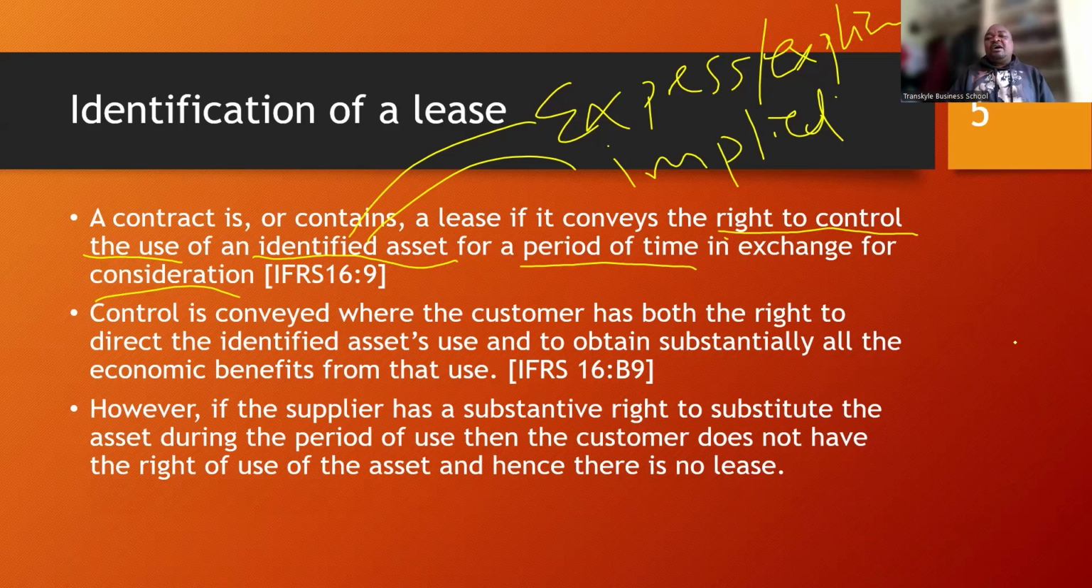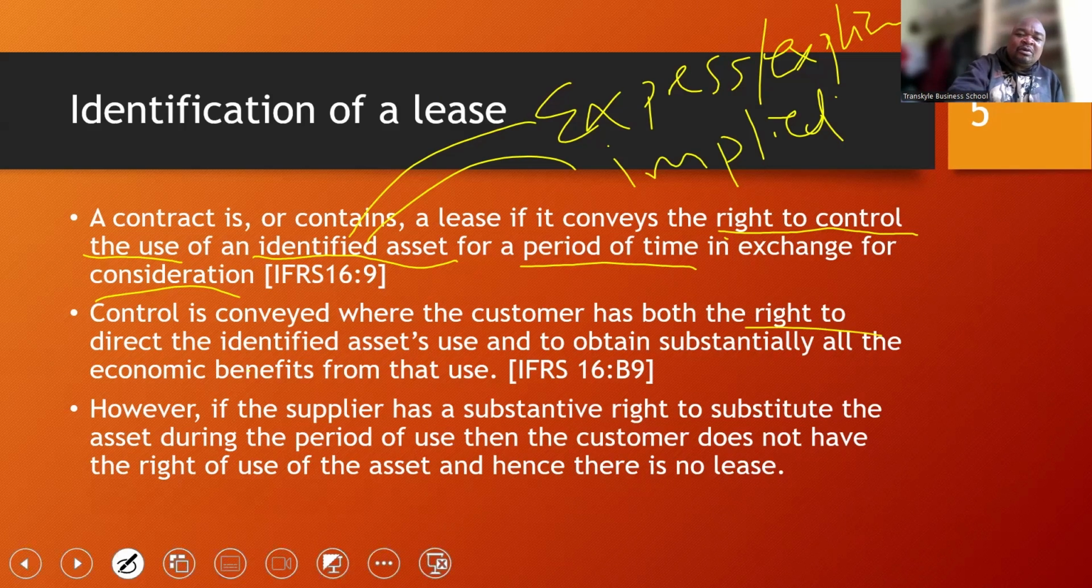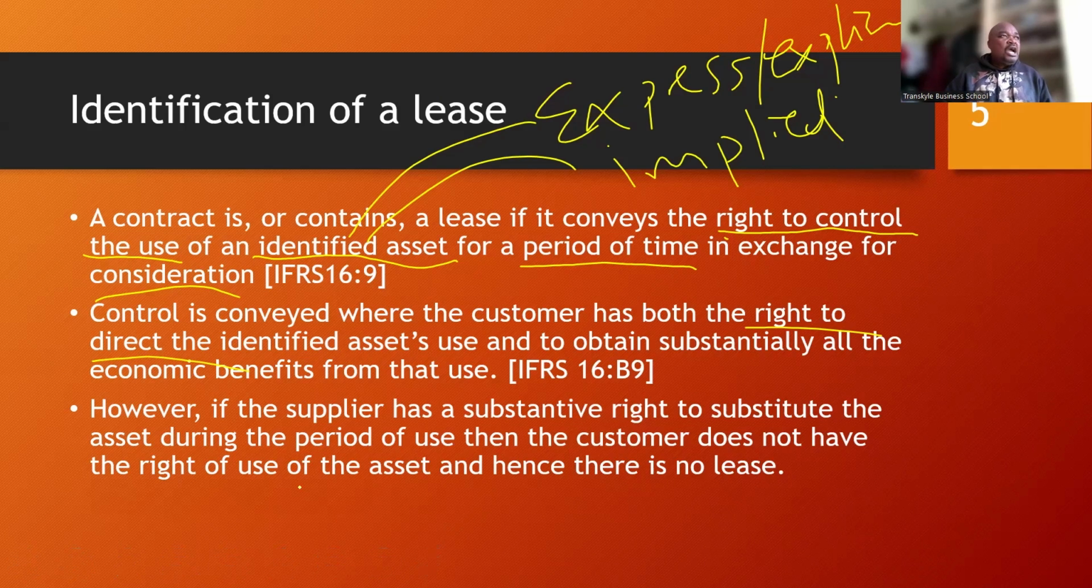Let's talk of the conveyance of the right to control the use, the right to control. This right to control, or let me just say the control itself, is conveyed when the customer has the right to direct. So the customer becomes entitled to direct the identified asset's use, which means he's now able to enjoy it anyhow, the way they want it.